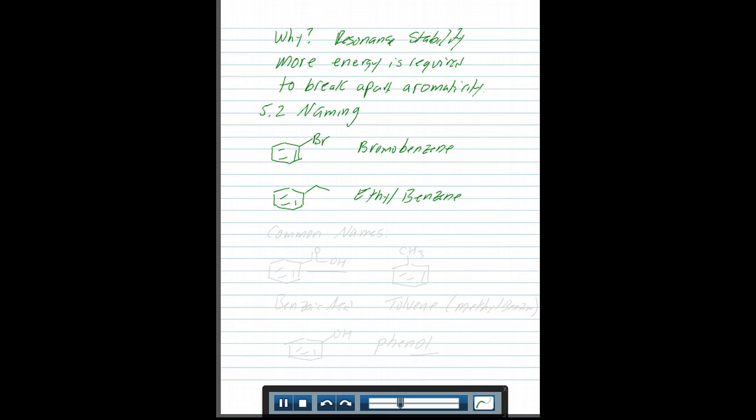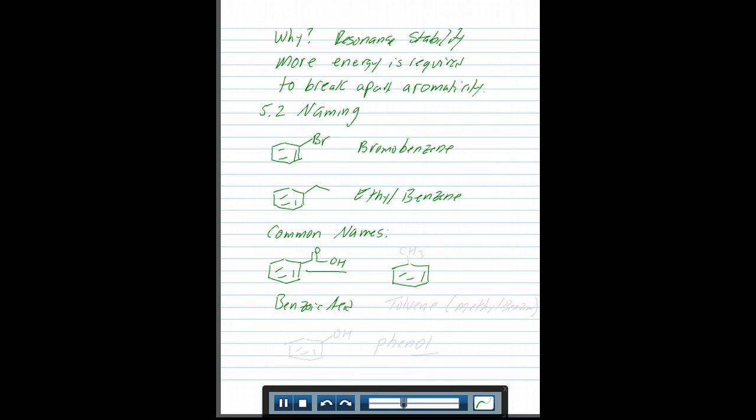Okay, nothing too challenging. There are some common names for benzene compounds that have just historically been named this way, and I want you to memorize a few of them. One of them is benzoic acid. Benzoic acid. It's a very common compound. You can see it's a carboxylic acid with a benzene ring, so it's very simple, benzoic acid.